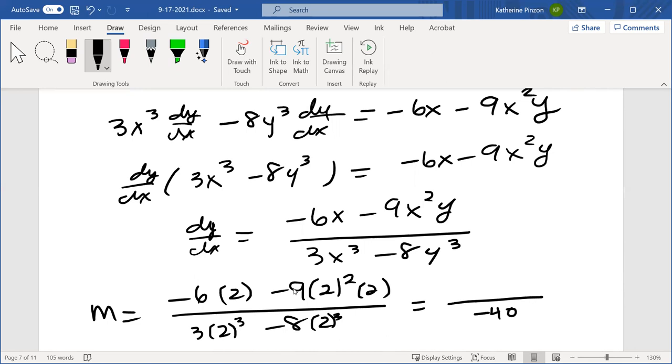Okay, negative 12. Wait, what's this? This is 8 times 9 is 72, negative 84. So I'm going with, I can divide that by 4. 21 over 10.